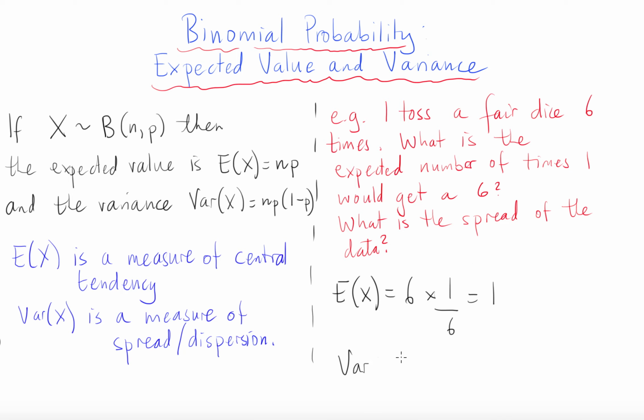What's the spread of the data? Well, that would be the variance. That would be the number of trials times by probability of success times by the probability of failure, which is 1 minus a sixth, which is 5/6. So that would be 6 times a sixth was just 1. 1 times 5/6 is just 5/6. So that tells us something to do with how spread out the data is.